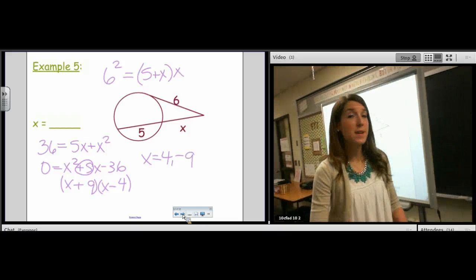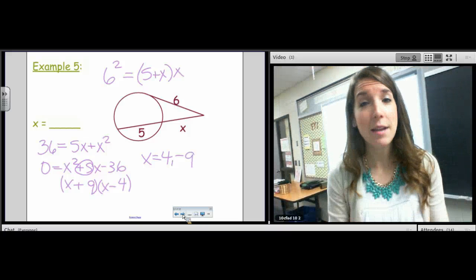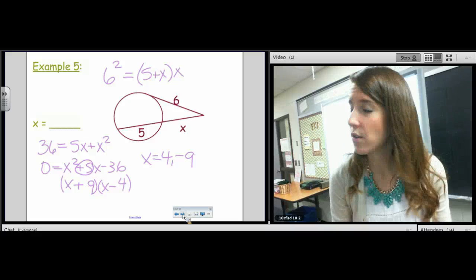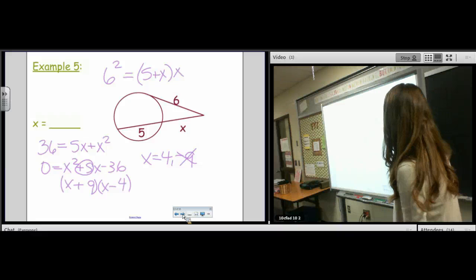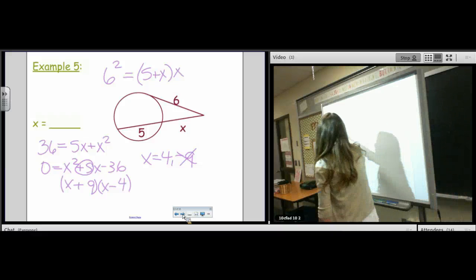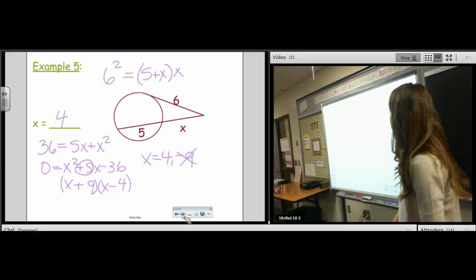In geometry, do we have negative segments? Can a segment have a negative length? No, sirree. So we throw out the 9. I'm sorry, I'm answering my own question. And x is 4.